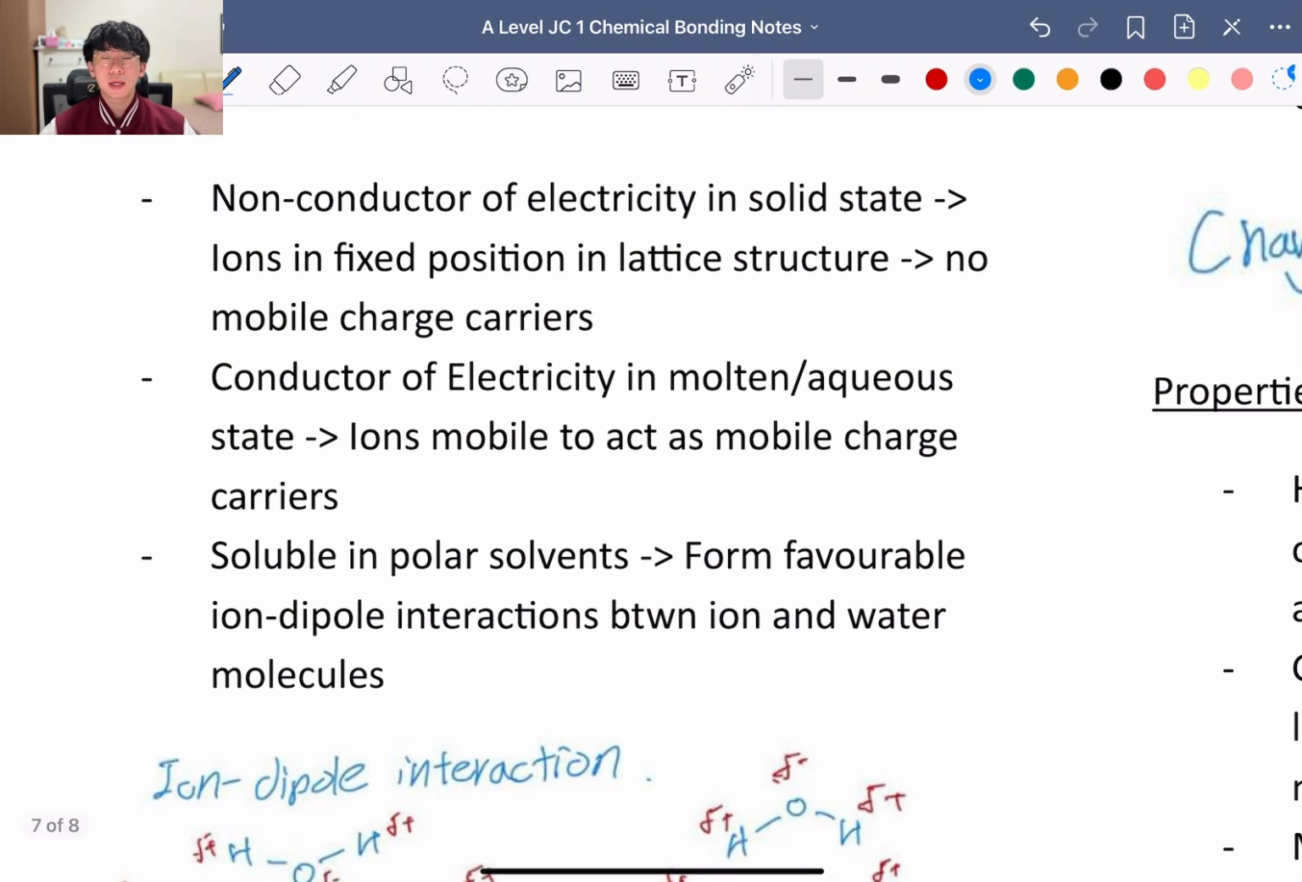And they also tend to be non-conductors of electricity in general, right? Because the electrostatic forces of attraction are so strong, your ions are in fixed positions, so they can't really act as mobile charge carriers. But when you melt them down or you dissolve them, basically in the molten or aqueous state, these ions tend to be more mobile, right? Because you have already inserted energy to overcome the strong electrostatic forces of attraction. So these ions become mobile enough that they can conduct electricity.